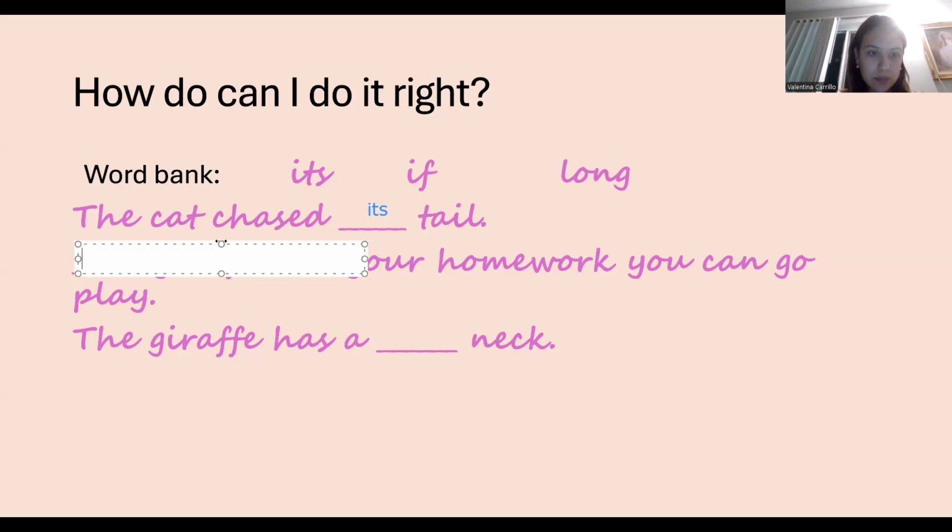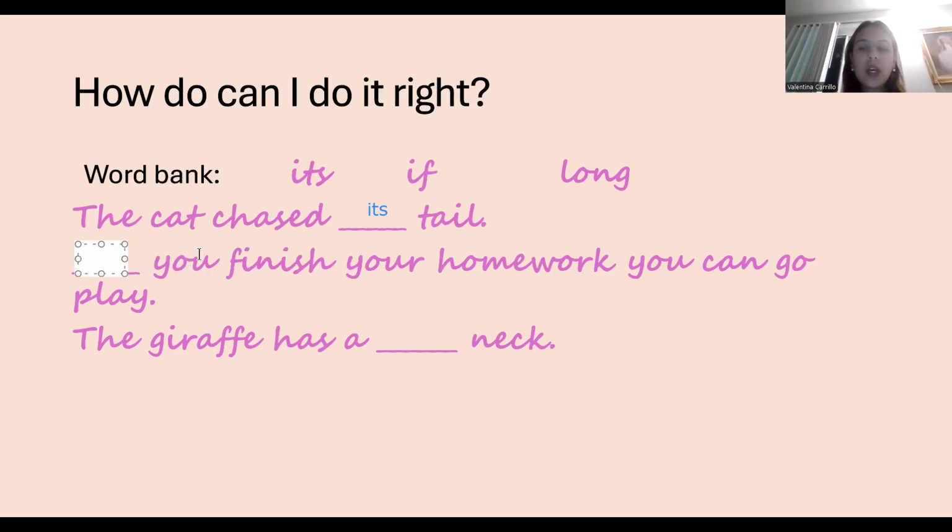It says, blank, you finished your homework, you can go play. Let's see. If we use it's, it would read, it's you finished your homework, you can go play. It doesn't sound correct because if we're using the word you, we're referring to someone, a person. So it doesn't make sense if we use the word it's, because it's in this case would be referring to something. And a person is not something, it's a human being.